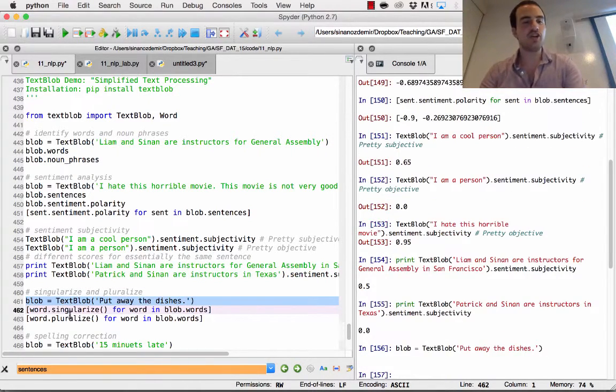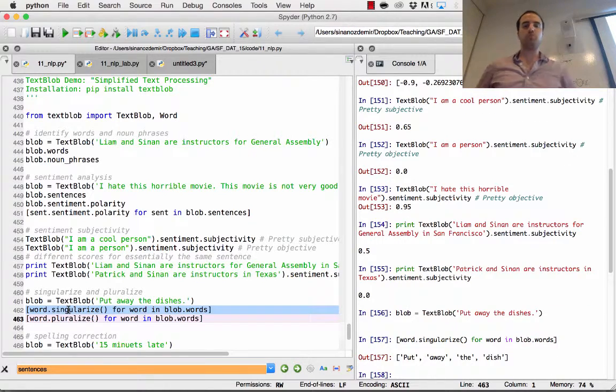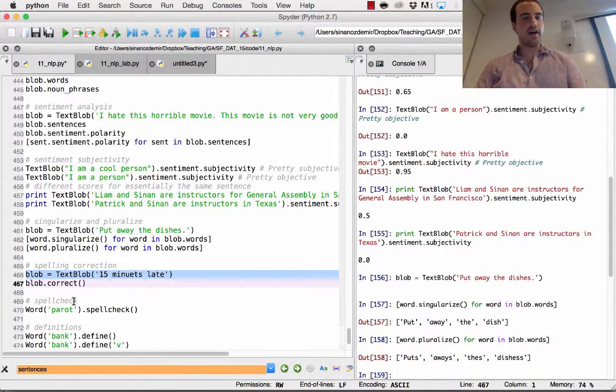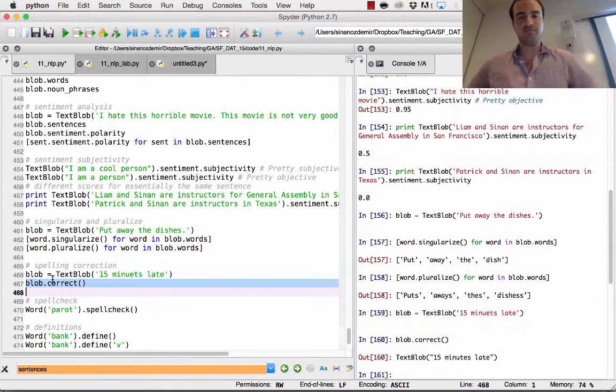We can singularize words. Put away the dishes becomes put away the dish. We can pluralize each of those words. Puts, aways, does, dishes. Again, pointing out some of the limitations. So we can pluralize and singularize words. There is automatic spell correction. So you can actually correct the spelling to the best of its, like Microsoft Word ability. It can correct the spelling of a text that you have. So for example, if your project entails user written data, this might be a very simple way of correcting some of the very basic spelling mistakes that people make.